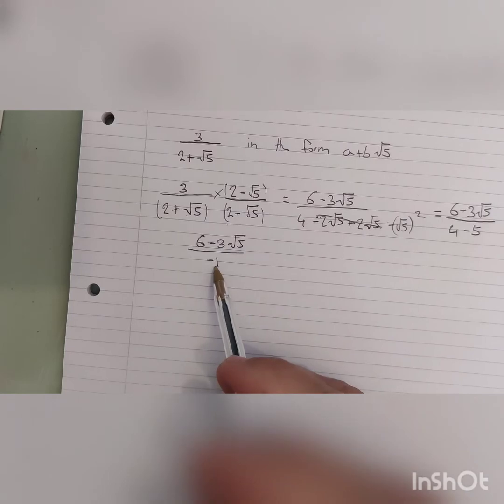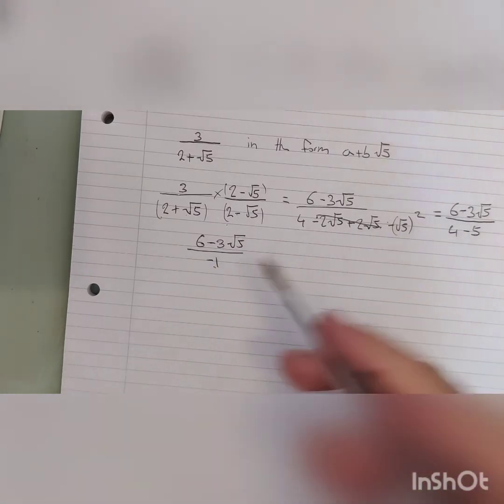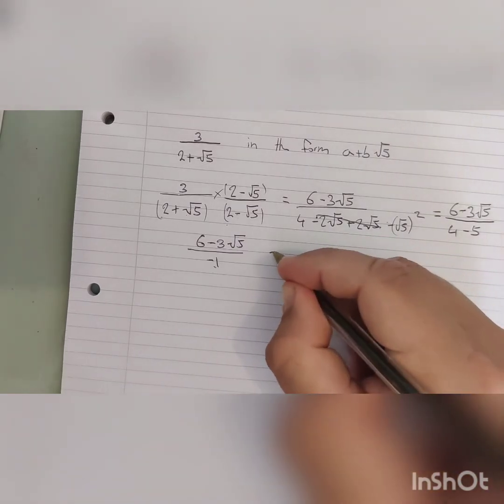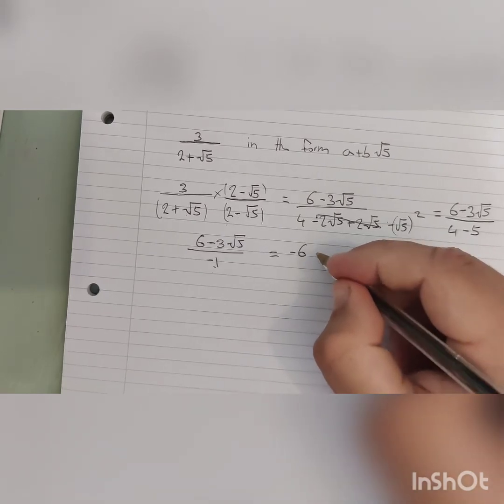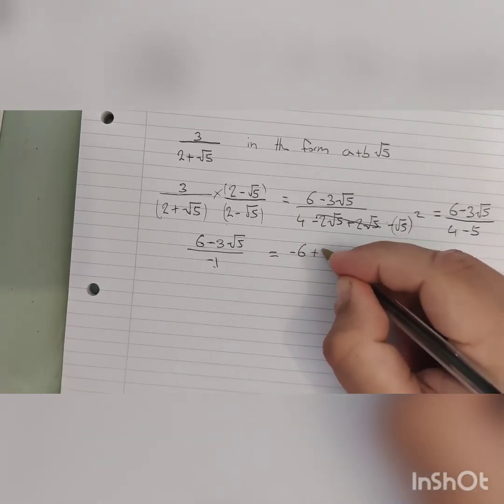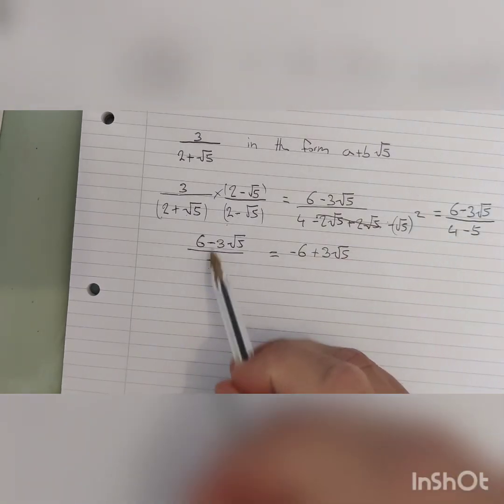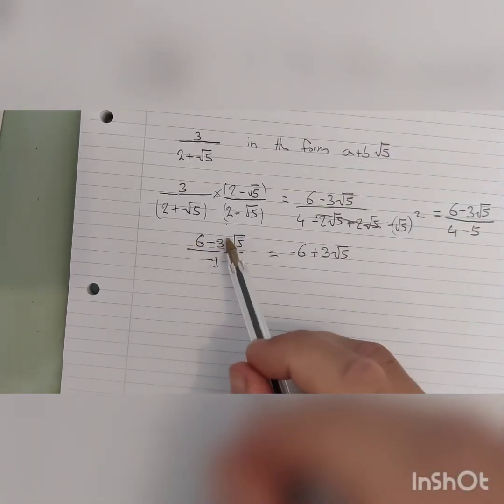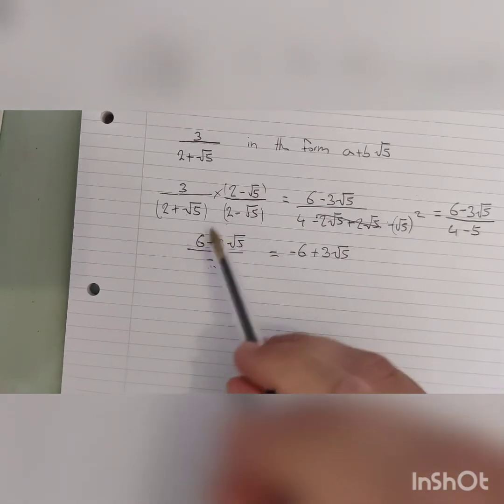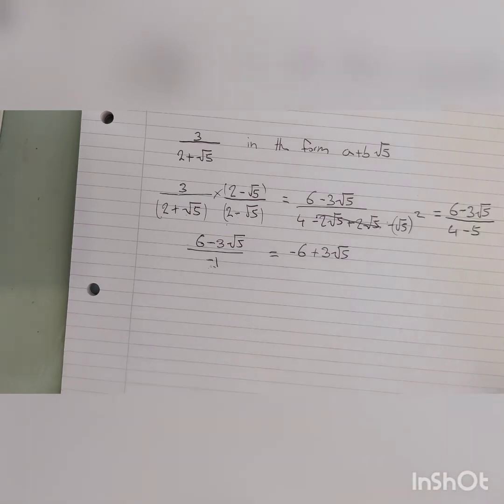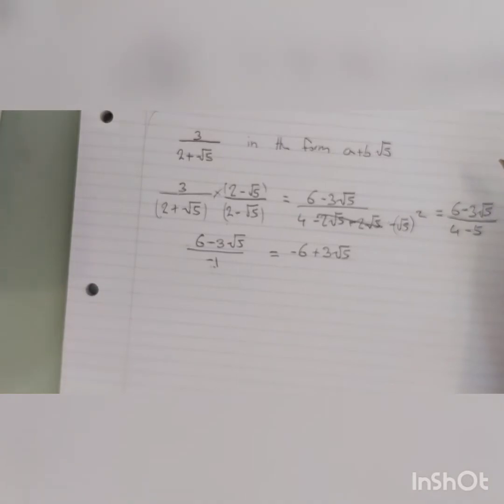So all we have to do now is something divided by minus 1 just makes it negative. So this is the same as minus 6 plus 3 root 5. And that minus sign had an effect on everything in there. So the 6 went negative and the negative went positive because two negatives make a positive. Hope that made sense, guys.